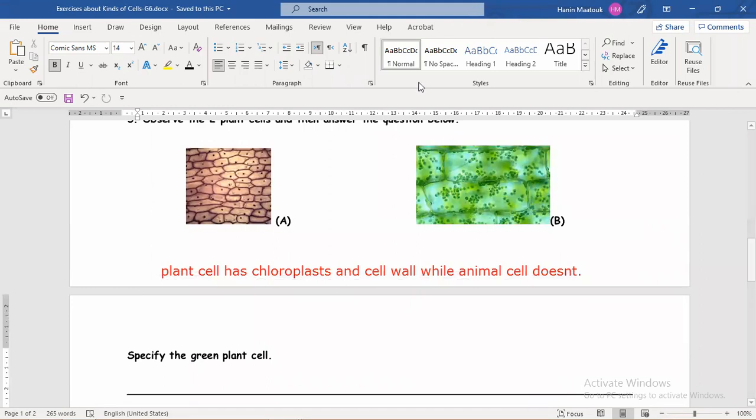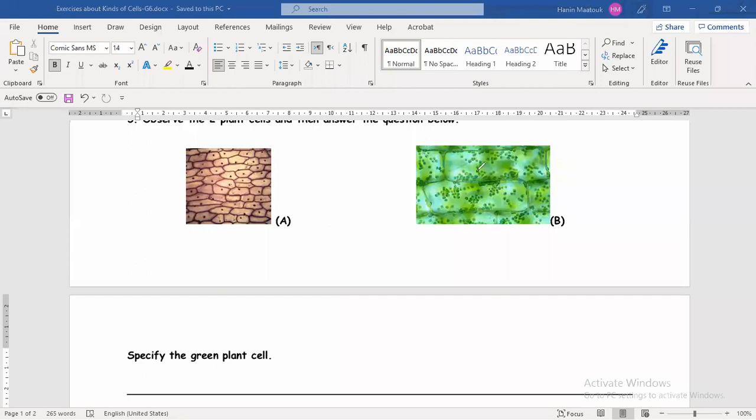The next question, we have two pictures, and they are asking us to observe these two and answer the following question. The following question is specify. Any question that starts with the action verb specify, that means we have to name the answer, to name the picture, to name the part, whatever they are asking us about, and to explain our answer. So we have to justify, we have to explain, we have to say why.